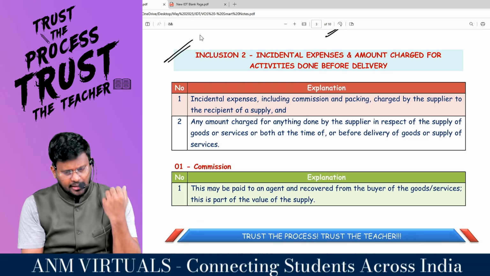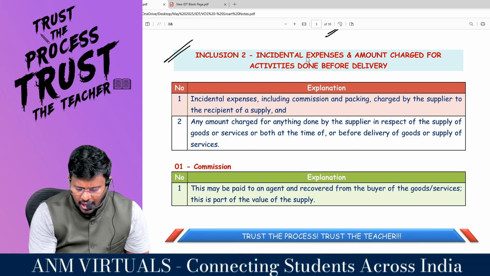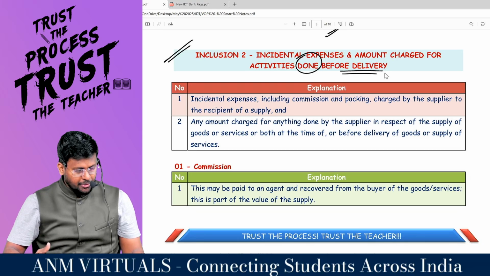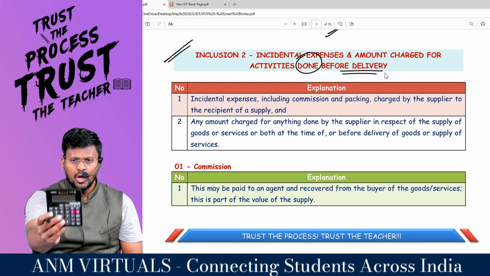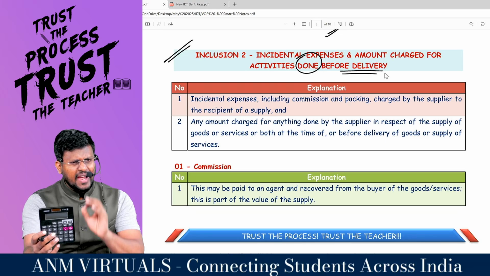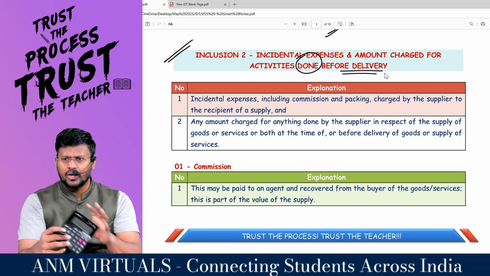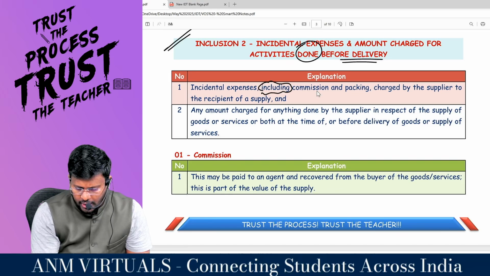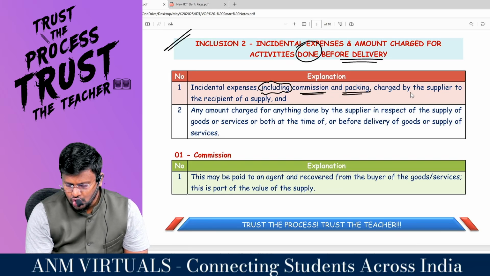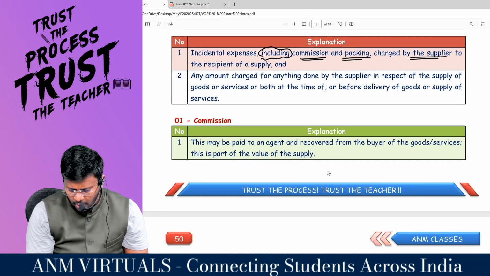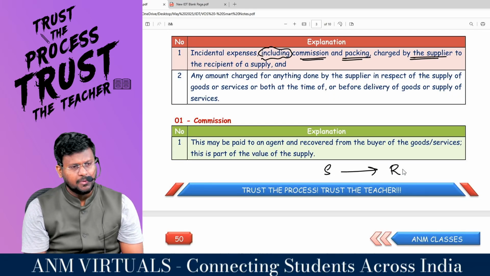Incidental means related. And amount charged for activity done before delivery. So if I am a supplier, before delivering any goods to you, whatever things I have done, my dear lovable students, for that any expenses incurred should be included in the value of supply. Incidental expenses including commission, packing, charged by the supplier to the recipient of supply. So two parties will be there. One is supplier, the other is recipient.